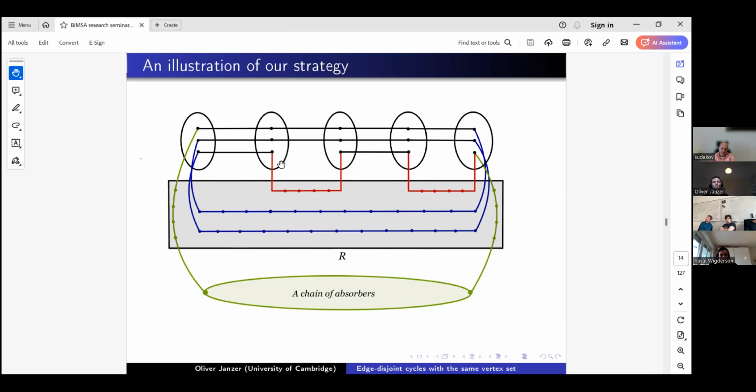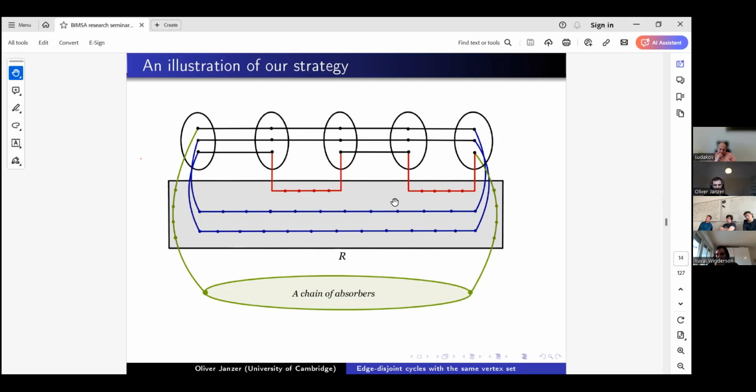So if you combine the blue paths and the red paths with the matching, then you basically get a cycle, but it might not use all the vertices of R. So you need some absorbing structure, and I'll explain how you get it, but that's the green part here. It's a chain of absorbers, which for any given cycle is a path. So this green thing is a path that can be used to absorb any vertex in R. So if you accept that the green thing is a path, then this whole picture is a cycle.